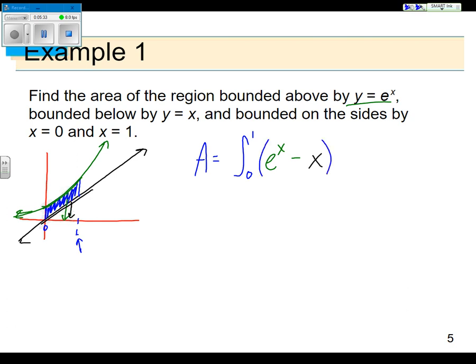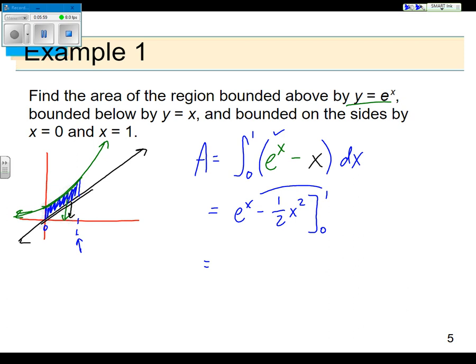So U substitution is fair game on all this. A lot of these, though, we won't be using U substitution on, so it's going to be very rare when we do that. Instead, I'm just going to integrate this. Take the antiderivative of e to the x. That gives me e to the x. Take the antiderivative of negative x. That gives me negative 1/2 x squared. And that is going to be evaluated from 0 to 1.